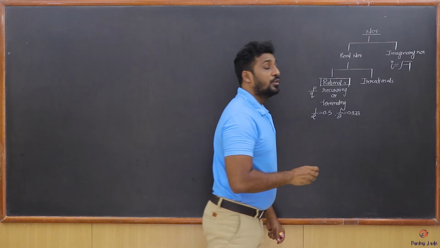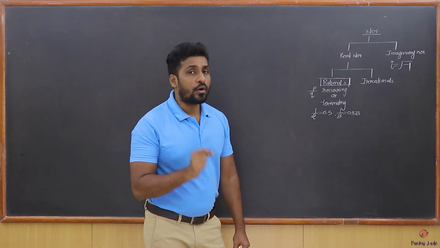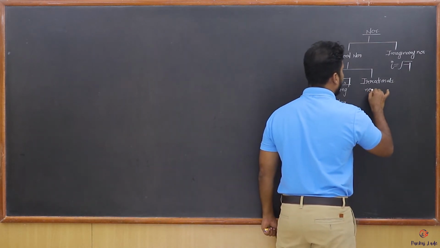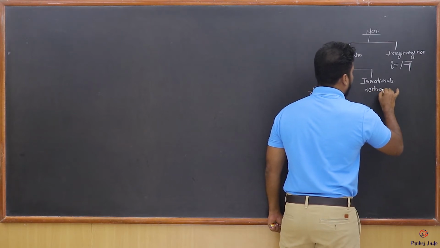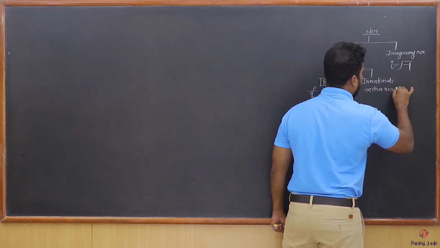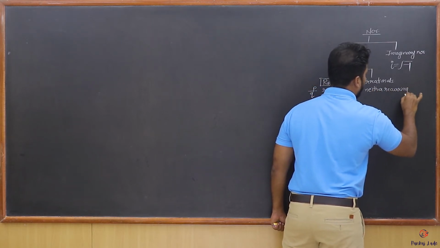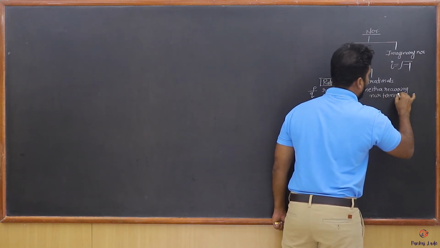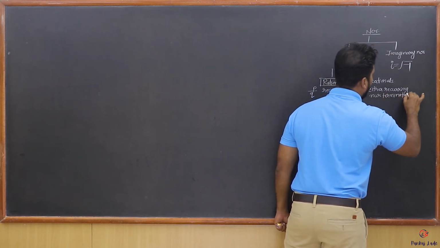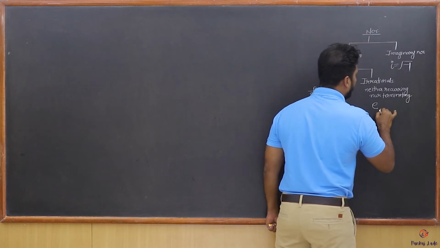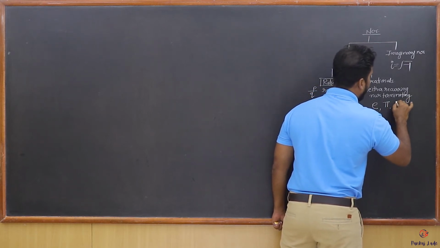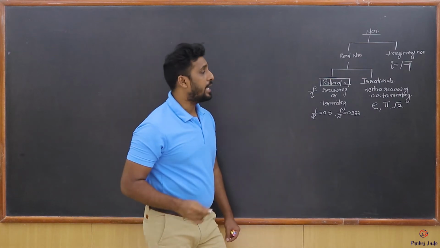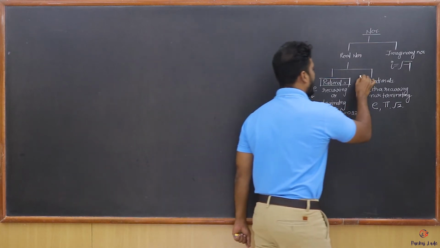And students, the numbers which are neither recurring nor terminating will be called as irrational numbers. So such numbers are called as irrational numbers. Students, you can recall that e, then pi, root of 2, and so on. These numbers you were taught they are irrational numbers.